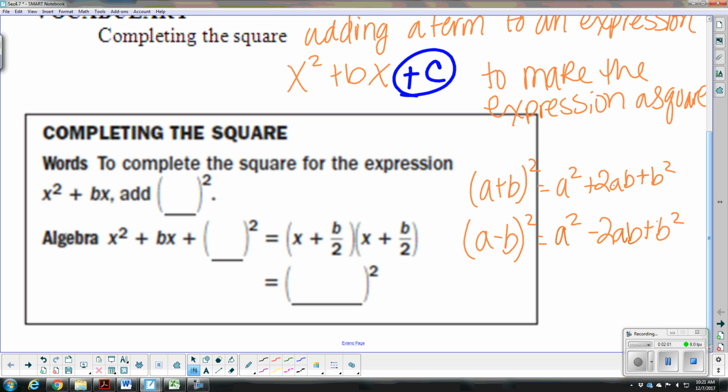So to do that, we're going to add b over 2 squared. So x squared plus bx plus b over 2 squared equals x plus b over 2 times x plus b over 2, which is x plus b over 2 squared. So again, we've worked with these kinds of things before, but now we're looking for that constant term that we don't have. Before we had it and we were factoring it, now we don't have it and we're using factoring to look for it.